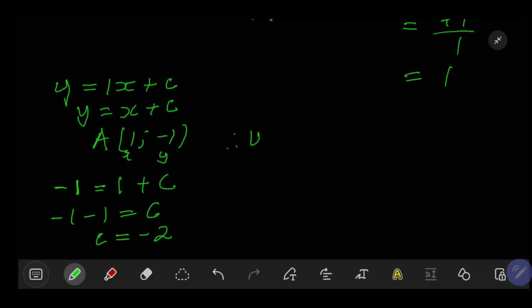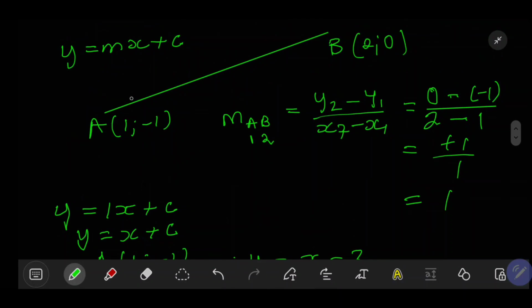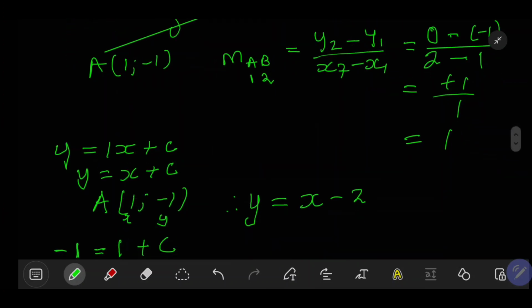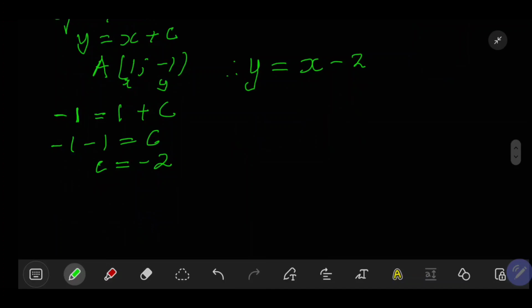Therefore, our equation says y equals x minus 2. So this is the equation for this slope, or for this line. This is y equals x minus 2. All right, so this is how we get the equation for this straight line graph. I think we should do an example.